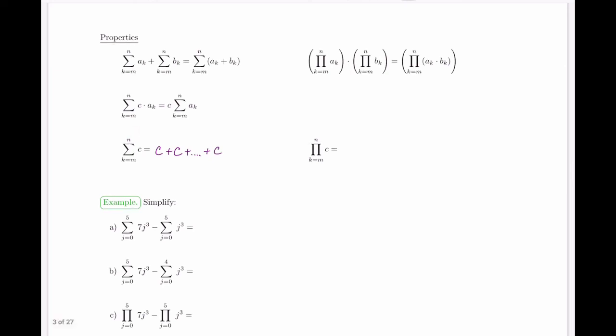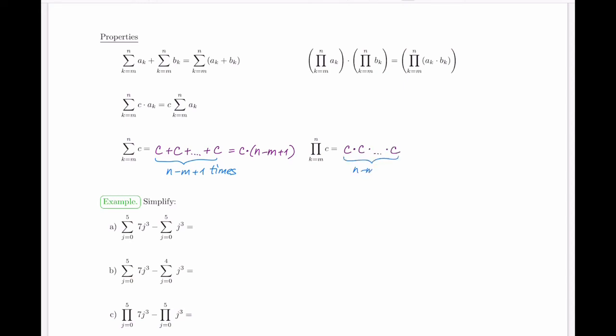So using our handy-dandy formula for the number of integers between n and m, I can see that this is going to repeat itself n minus m plus 1 times. So I can, of course, then simplify that and write down that this is c multiplied by itself n minus m plus 1 times. Now for the product, if I have the exact same setup, I'm going to be replacing these pluses with the times, but the number of c's doesn't actually change. So this still happens n minus m plus 1 times, but it's a multiplication, which means that now this number will appear in the actual power.